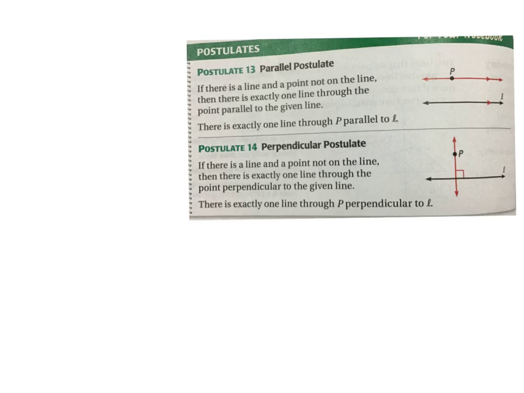Perpendicular postulate: if there is a line and a point not on the line, then there is exactly one line through the point perpendicular to the given line. So I can't draw any other lines through this point P to make it perpendicular. That's all that's saying. There's only one option to go at that 90-degree angle.